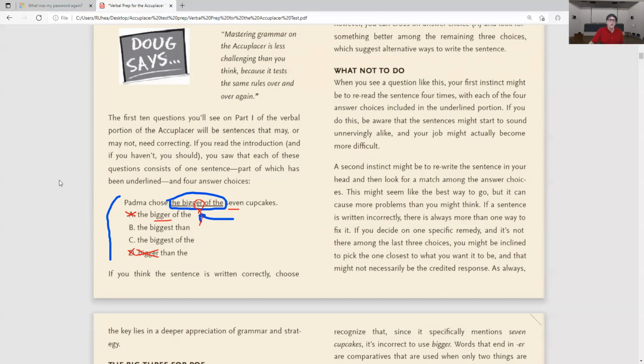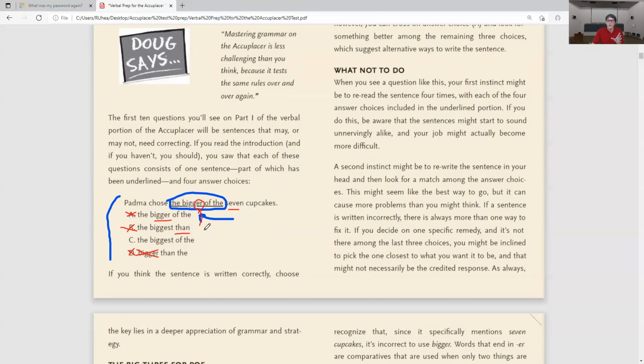So I look at B, and remember, I'm using the process of elimination to rule out the incorrect answers. B says the biggest then. And I know then is a comparison word often used with if. If something is true, then something. But in the original sentence, there is no if. And I also know Padma chose the biggest then 7 cupcakes just doesn't sound meaningful at all. It just sounds incorrect. So I can rule out B. In this case, I know the answer is C.